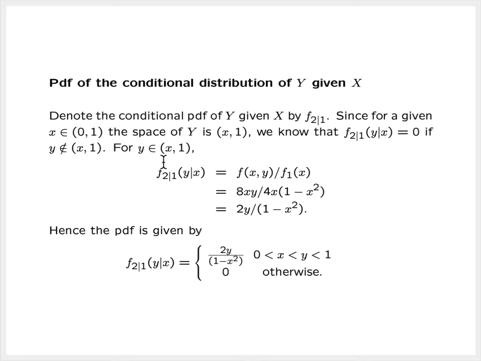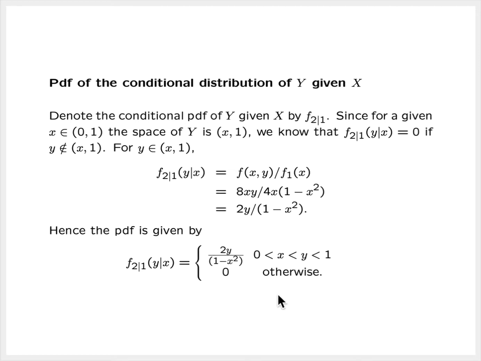Now for y greater than x but strictly less than 1, the conditional PDF of y given x is going to be given by the definition as the ratio of the joint PDF of x and y divided by the marginal PDF of x. And so that's going to be equal to 8 times xy over 4 times x times 1 minus x squared, which when simplified gives us 2 times y over 1 minus x squared.